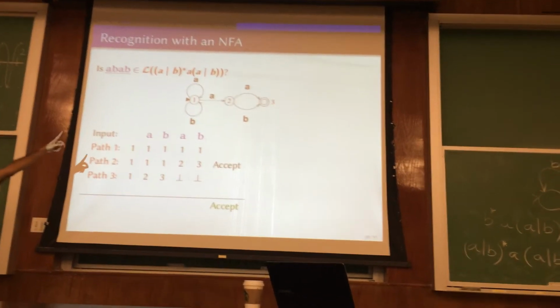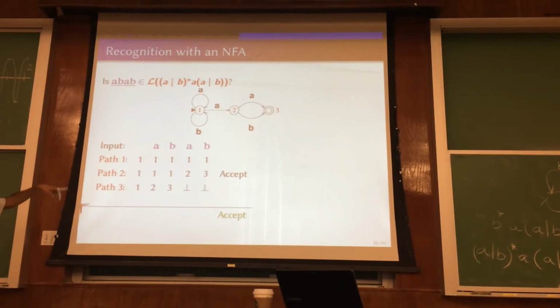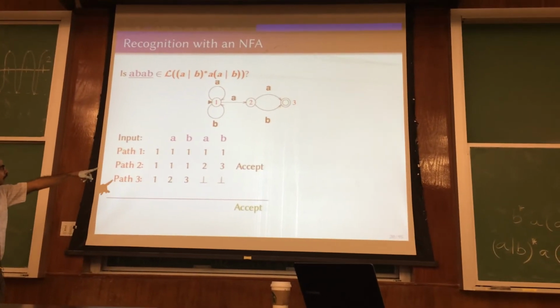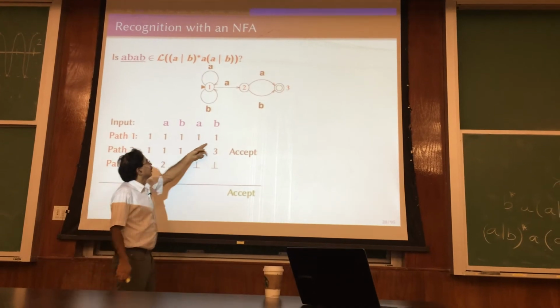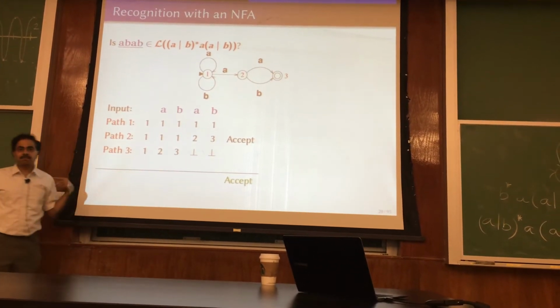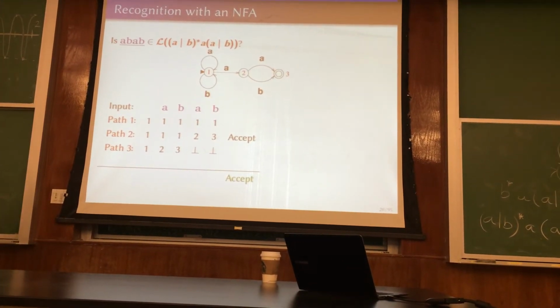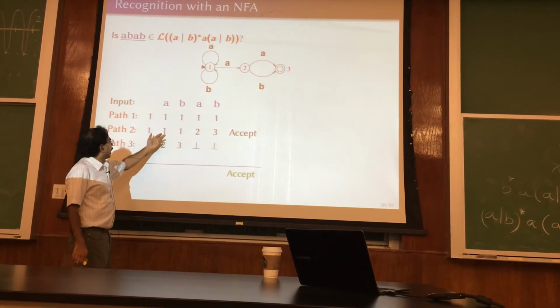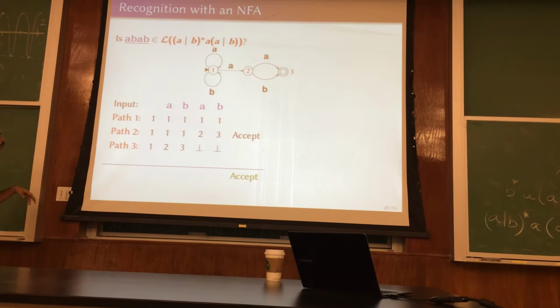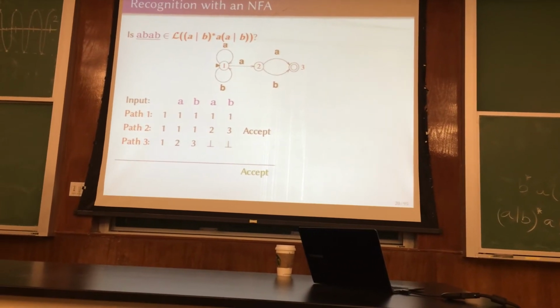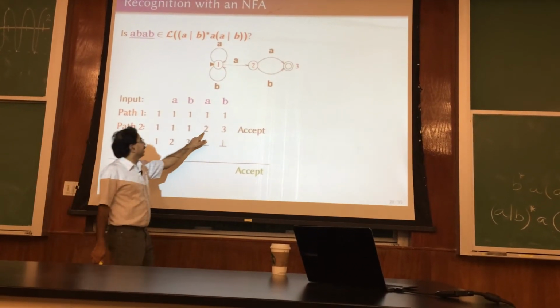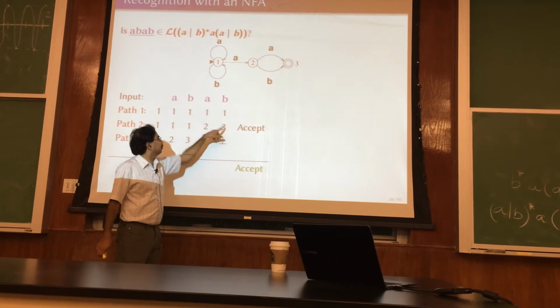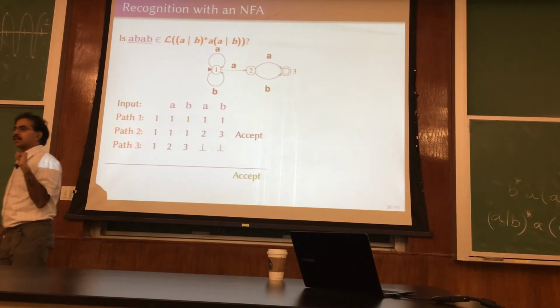So I follow path one. Path one says, I'm going to go from A, B, A, B. I'm always going to stay in state one, and that particular path, of course, is not going to lead to acceptance. Then you can look at another path which stays in state one for the first AB, and then on seeing the second A goes to state 2, and then B it goes to state 3, and it ends up accepting.